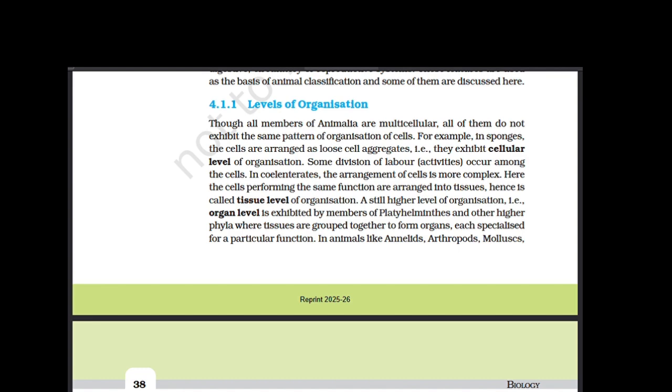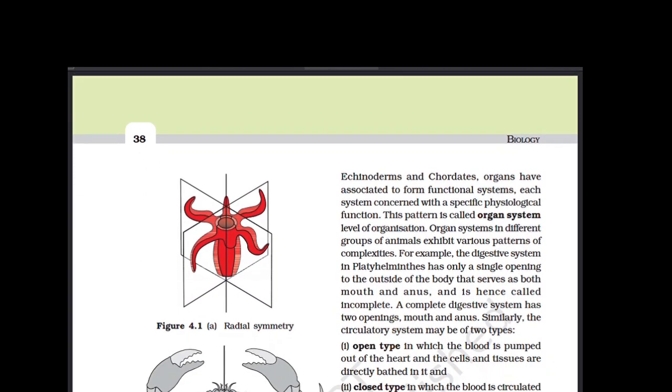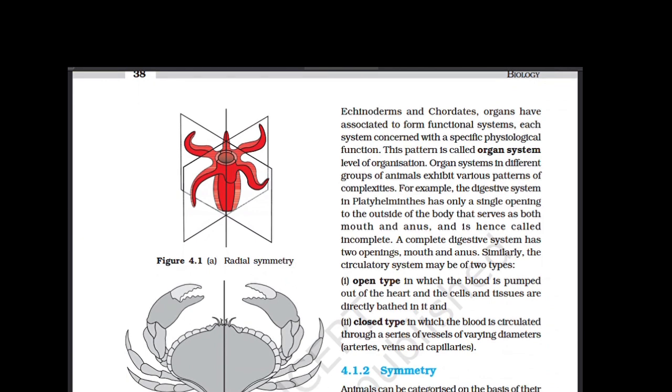In animals like annelids, arthropods, molluscs, echinoderms, and chordates, organs have associated to form functional systems, each system concerned with a specific physiological function. This pattern is called organ system level of organization. Organ systems in different groups of animals exhibit various patterns of complexities.